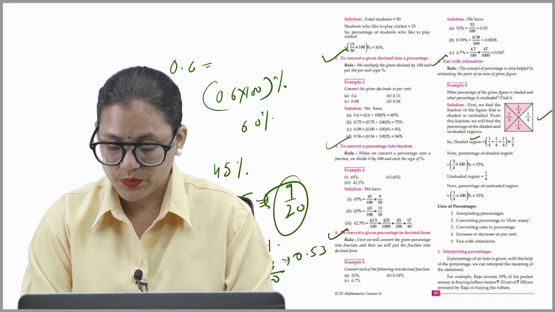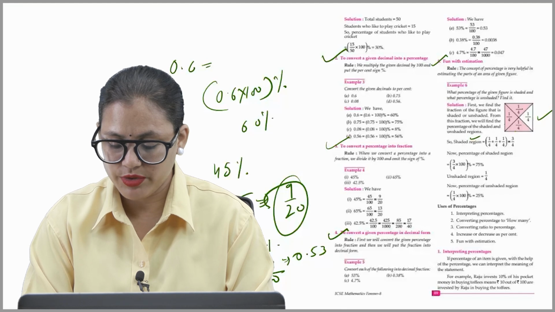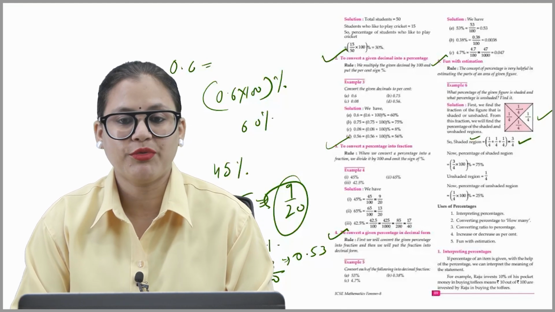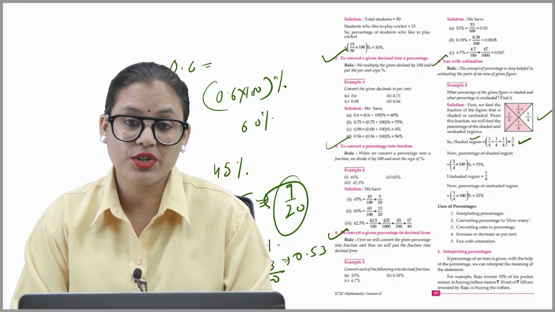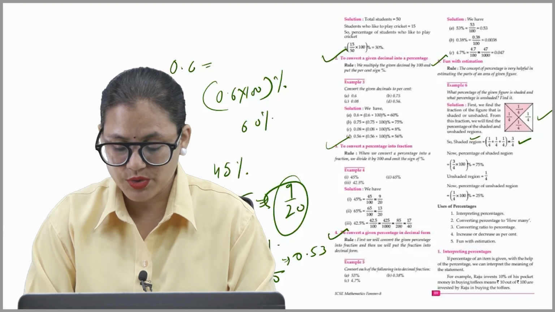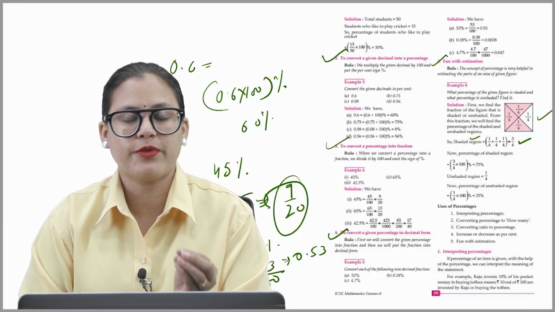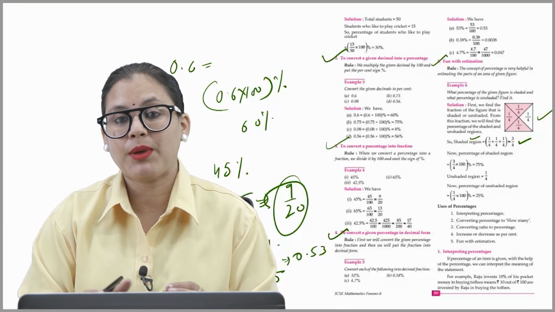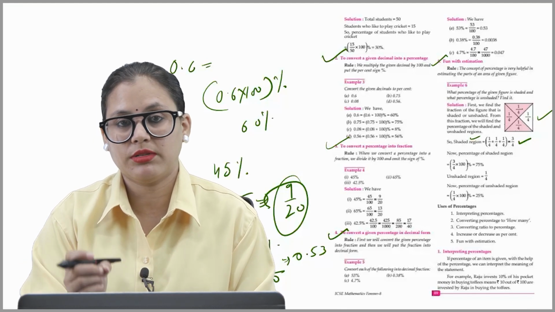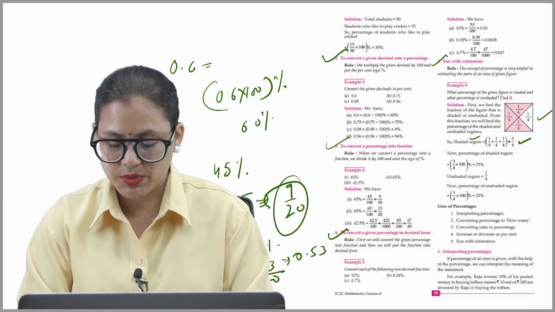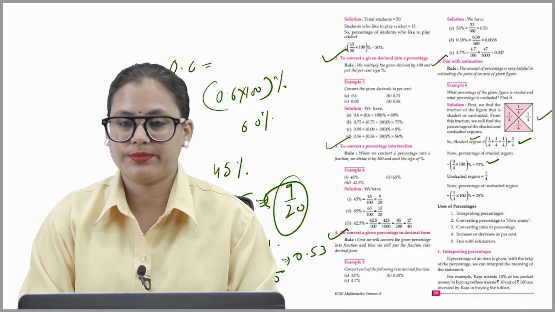Shaded region is 1 by 4, 1 by 4, 1 by 4. We will get a sum of 3 by 4. And the percentage of the shaded region is what? 3 by 4 into 100. Whenever we find the percentage of any number or a fraction, what will we do? We multiply it by 100 and then put the symbol of percentage. So, 3 by 4 into 100 is equal to 75%.